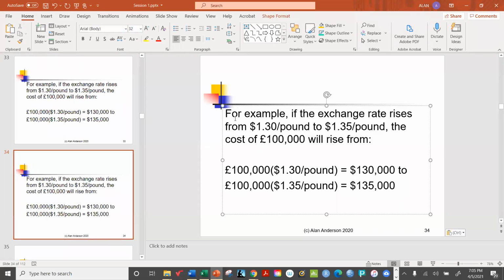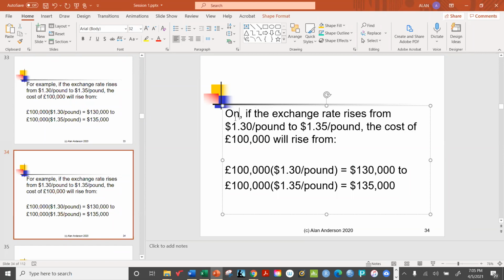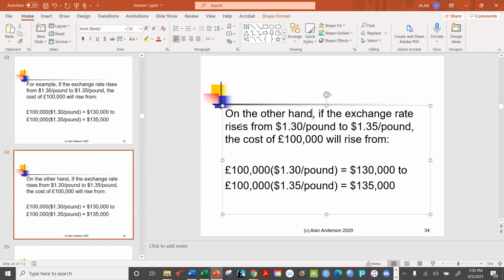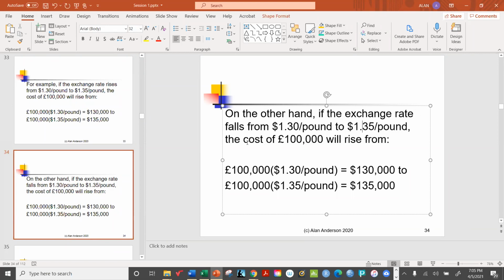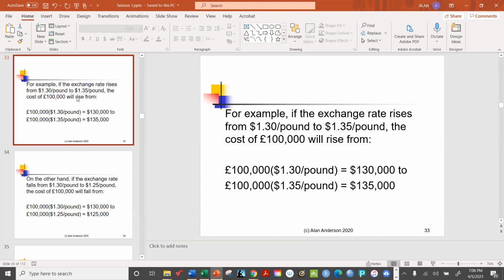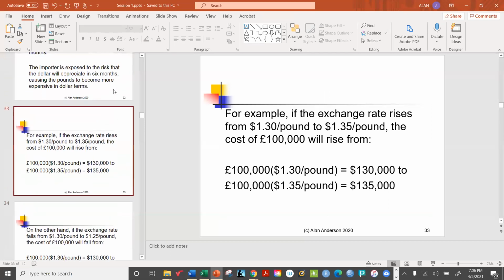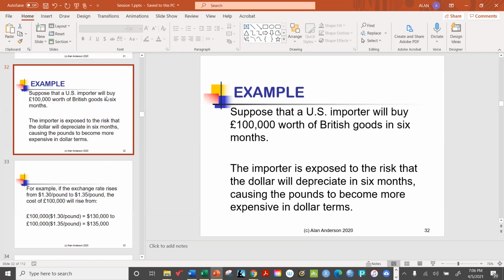On the other hand, if it falls from $1.30 to $1.25, the cost of 100,000 pounds will fall from 130,000 to only 125,000. So the risk goes both ways. If I wait 6 months to buy these pounds, they could become more expensive, and they also could become more inexpensive.